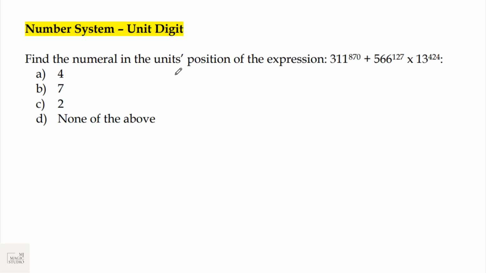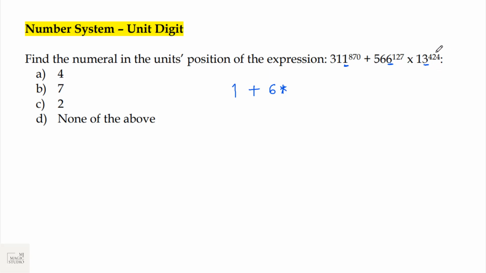Find the numeral in the units position of the expression 311 to the power 870 plus 6 to the power 127 into 3 to the power 424. We just need to look at the last digit of the number. 1 raised to any power, last digit will be always 1, plus 6 raised to 127, last digit will be always 6. For a number which ends with 0, 1, 5 or 6 raised to any numeral power, last digit will be 0, 1, 5 or 6 respectively.